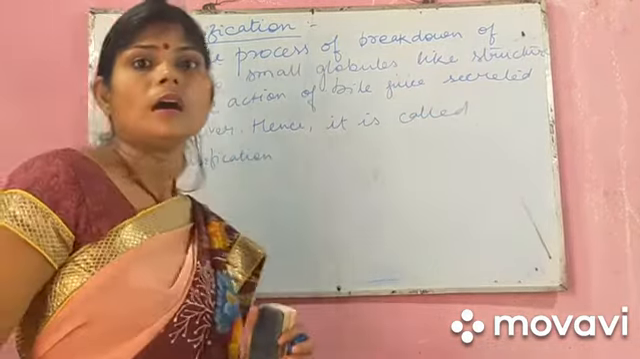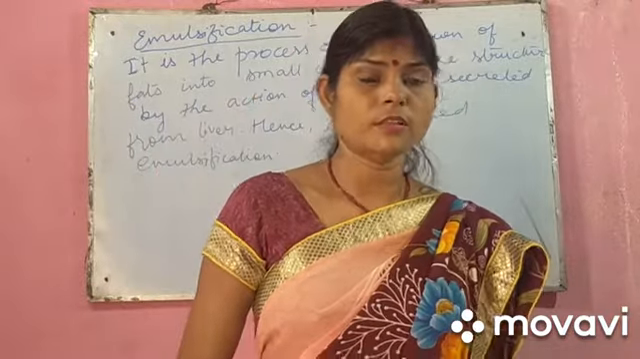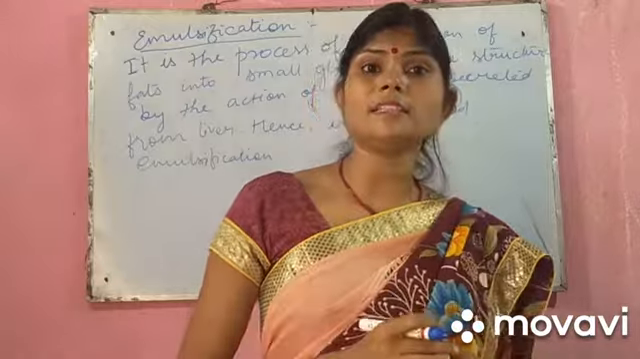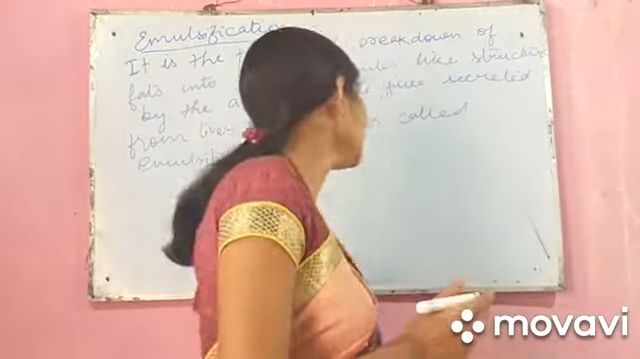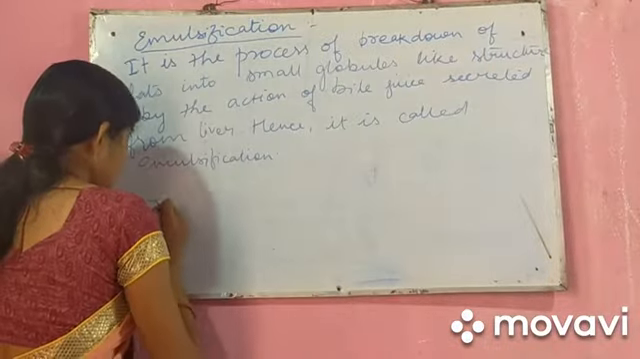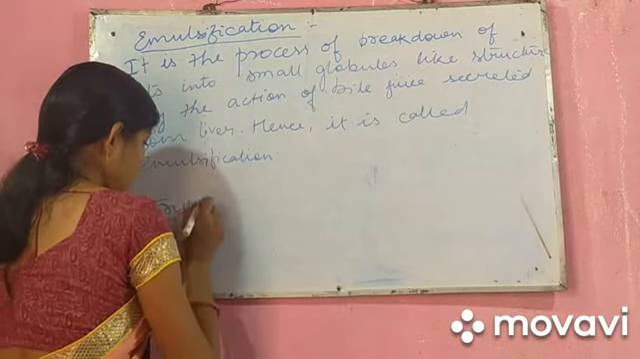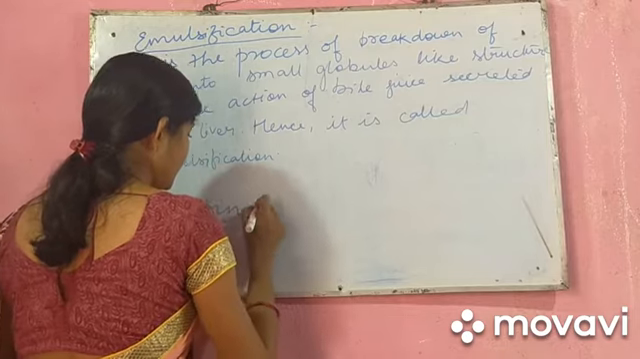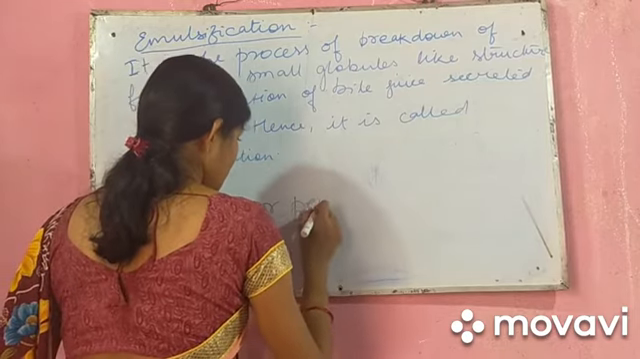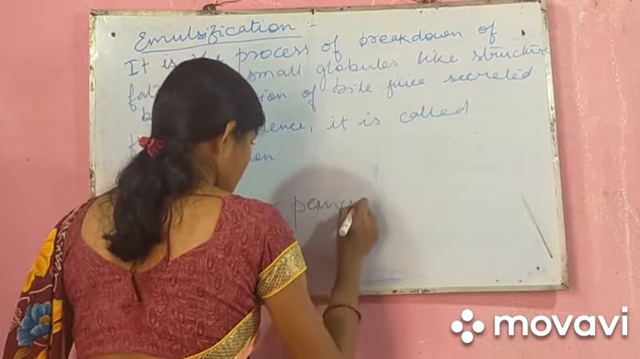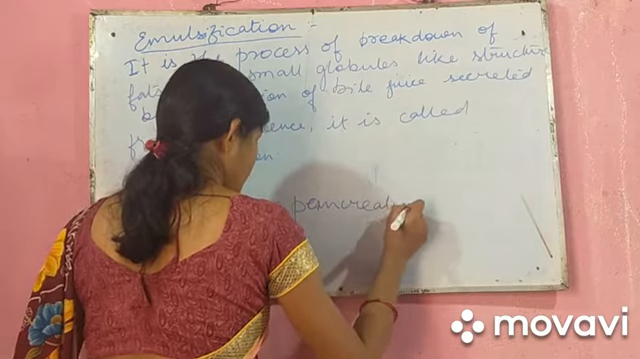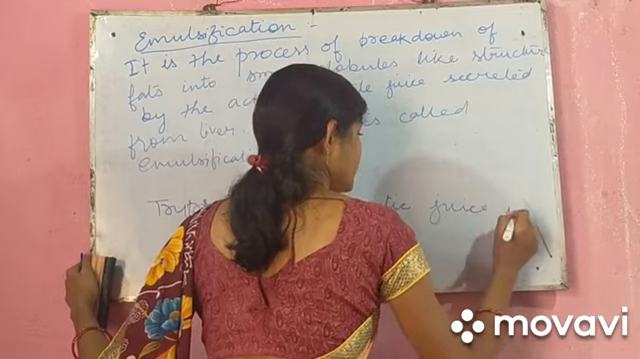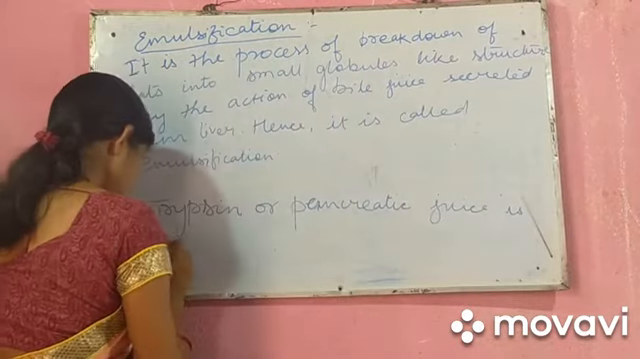So after the process of emulsification, as the liver has secreted its bile juice, now the pancreas will also secrete an enzyme known as trypsin. Trypsin, or pancreatic juice, is secreted from the pancreas.